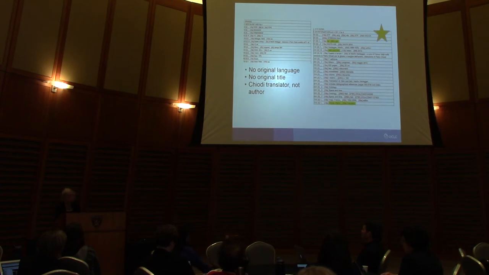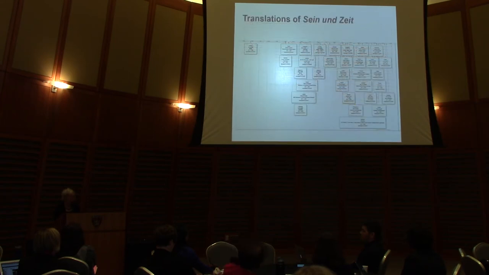So you don't have to have every record perfect. As long as at least some of the records for a title are as good as this one, the gold standard, the gold star, then we can take that data and really import it into Wikidata and show those relationships. Unfortunately, not all of them are equally good. This is a visualization of all of the translations we had in Wikibase for the Sein und Zeit on a timeline.